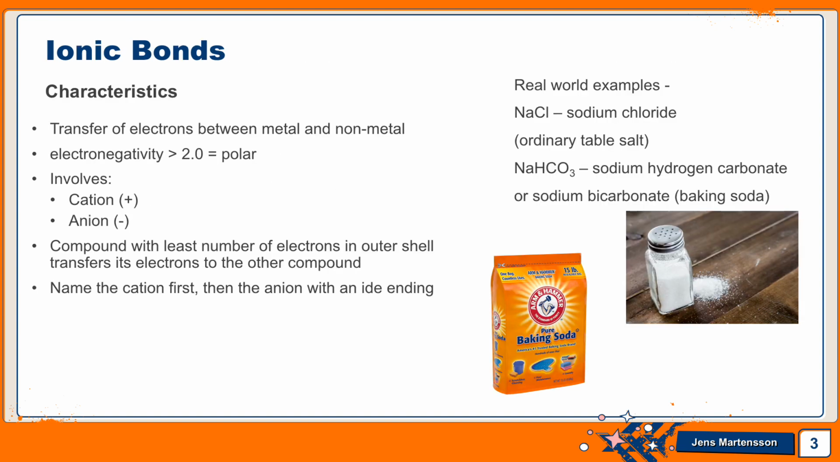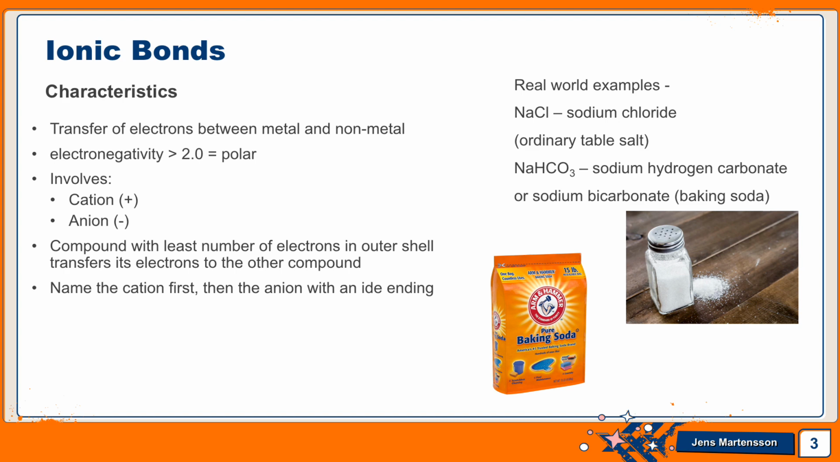First, we are going to look at ionic bonds. So ionic bonds happen when there is a transfer of electrons between a metal and a nonmetal. We can also determine ionic bonds by their electronegativity difference, which is anything greater than 2.0. This makes all ionic bonds polar. Ionic bonds involve cations and anions.